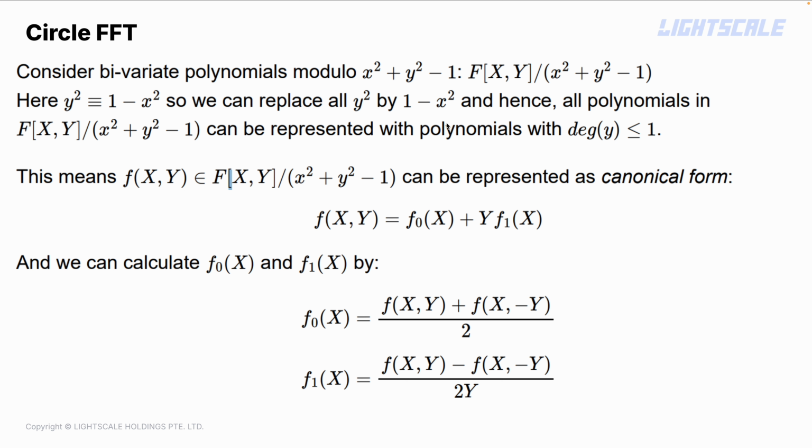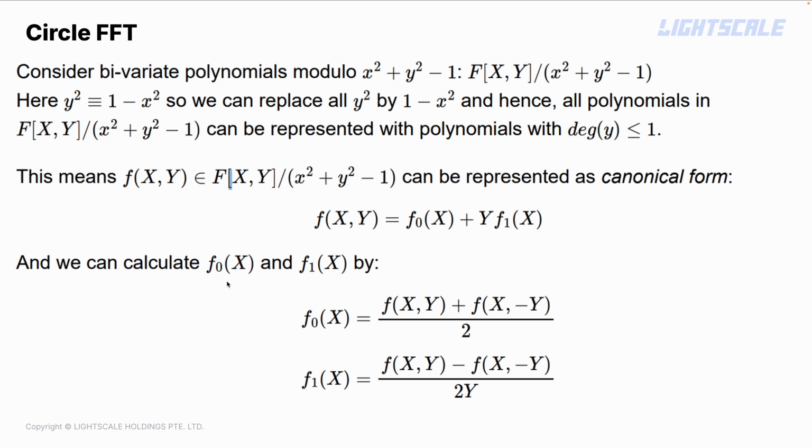So consider the initial polynomial modulo, so it's basically inside the space of polynomials. And here the y squared is modulo 1 minus x squared. So we can replace all y squares by 1 minus x squared, and hence all polynomials can be represented in this canonical form f0(x) plus y f1(x), right? So we will just separate all the elements with y here and non-y elements here, right? And then we can calculate f0(x) and f1(x).